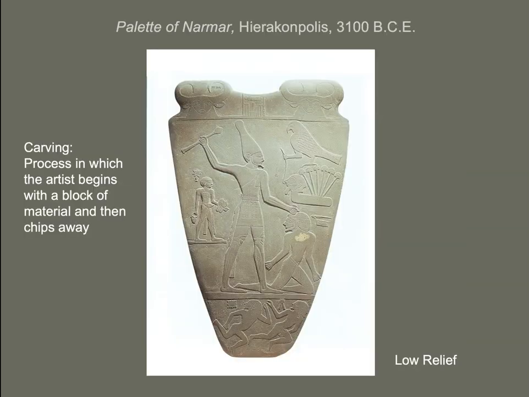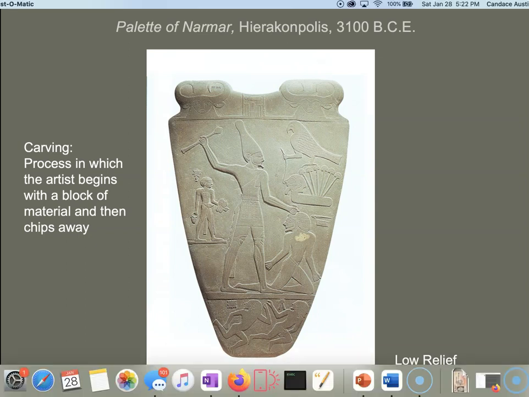Carving is a process in which the artist begins with a block of material and then chips it away. It's going to be more aggressive than modeling and more direct than casting. It can be done with materials like wood or stone. The artist must work directly with the material, so it's a more direct method than casting, and it's going to be more aggressive than modeling.